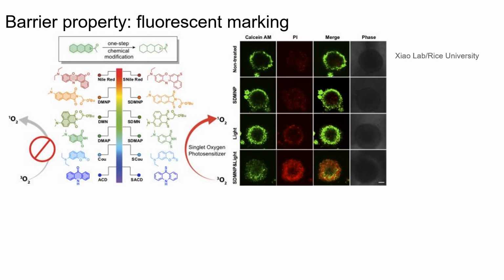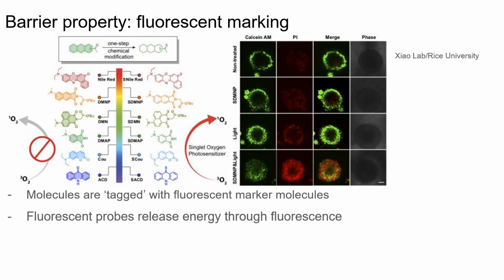The barrier property of the bioink is tested using fluorescently labeled molecules, where specific molecules are tagged with a fluorescent marker, which then allows us to see how the molecules have traveled through the material. The marker molecules release energy in the form of light. Different molecules give different colors. This test is very sensitive and selective, producing high-quality results.